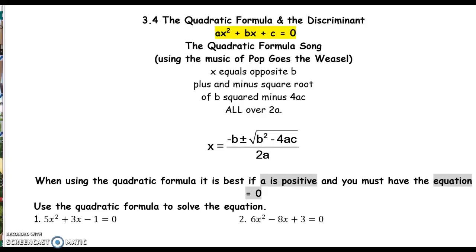Today we're going to learn about the quadratic formula. The quadratic formula allows us to solve any quadratic equation, whereas before we could use factoring, we could use square roots. The quadratic formula allows you to solve any quadratic equation.